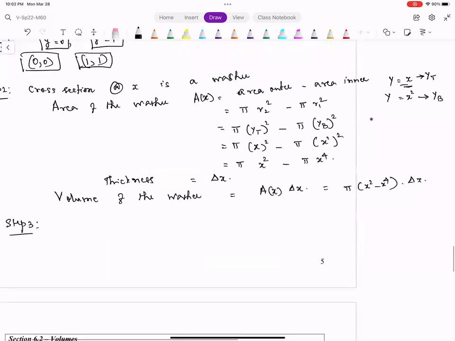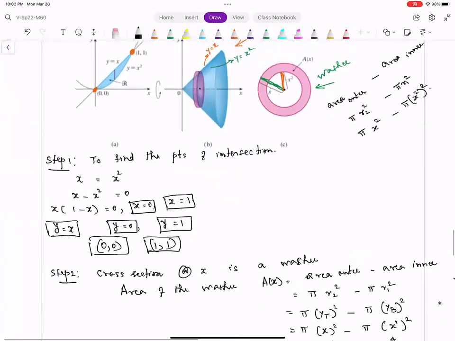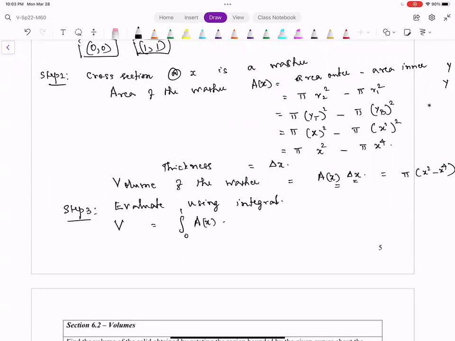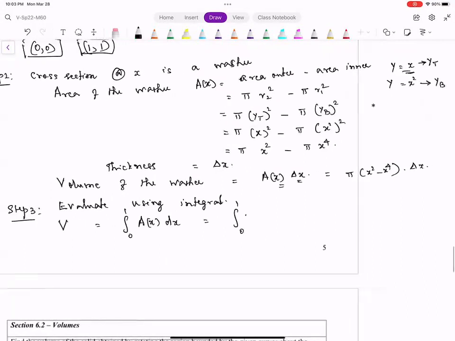Now we are converting all of this into the integral. We are going to do that for every x between 0 through 1. Step 3, evaluate by using the integral. So the volume is the integral from 0 to 1 of A of x, and delta x becomes dx in the integral. It's the integral from 0 to 1 of pi times x squared minus x to the power 4 dx.